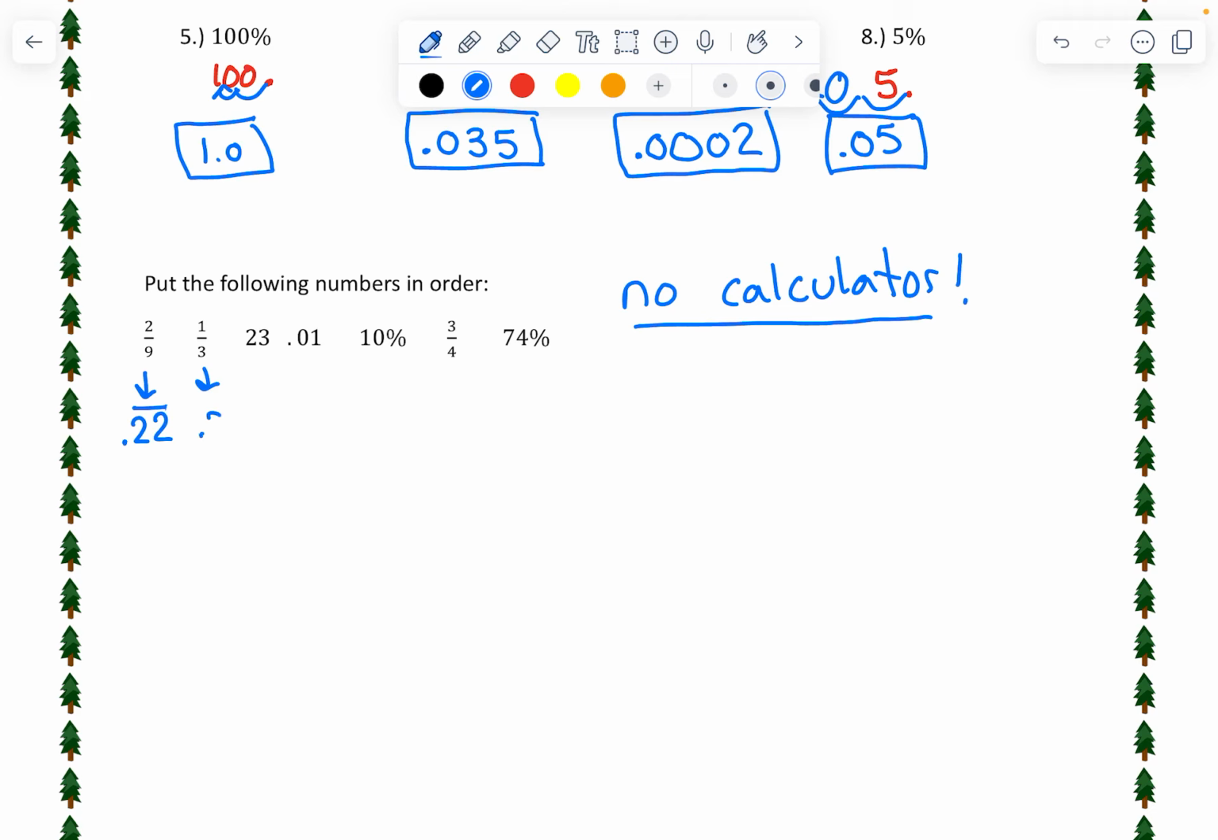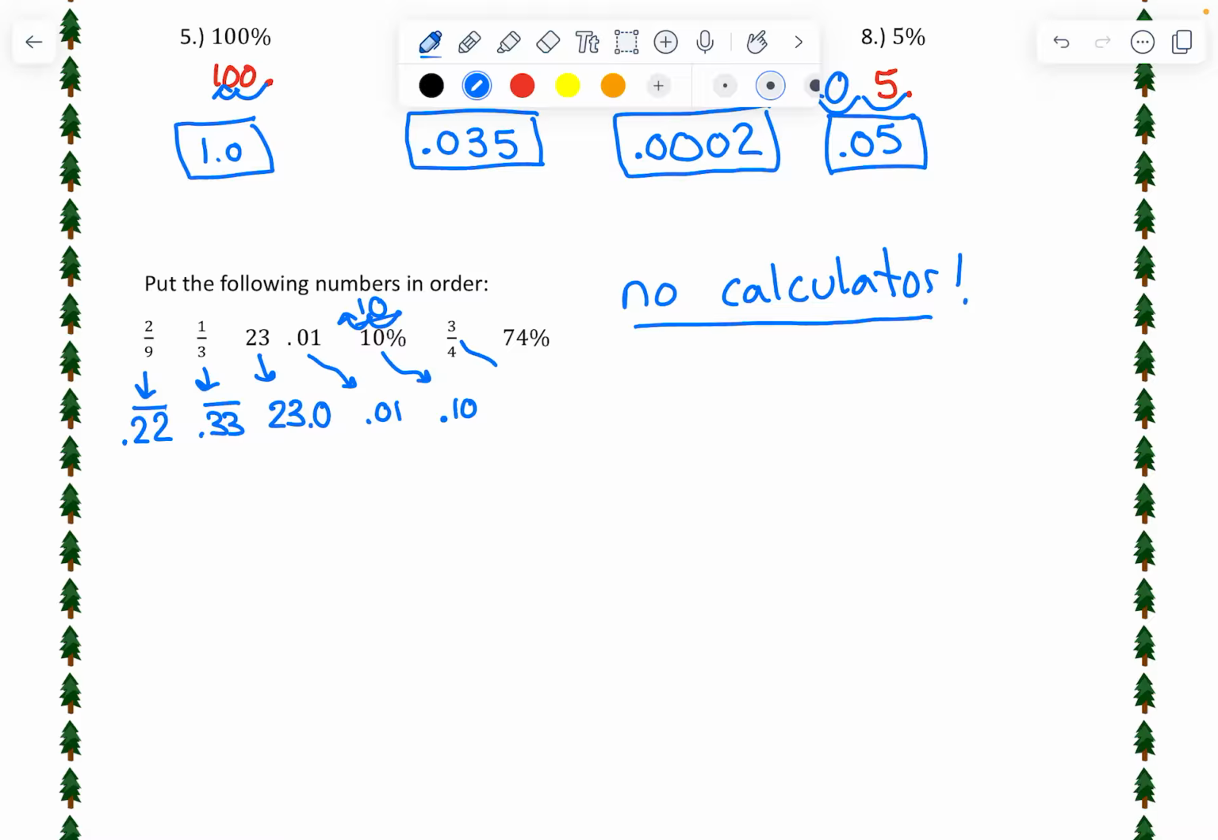1/3, that's 0.3 over and over and over again. 23 is just 23. If it helps, make it a 23.0. 0.01 is just 0.01. All right, 10%. We got to turn that into a decimal. So if I write 10 point, and I move the decimal 1, 2. Now it's 0.10.